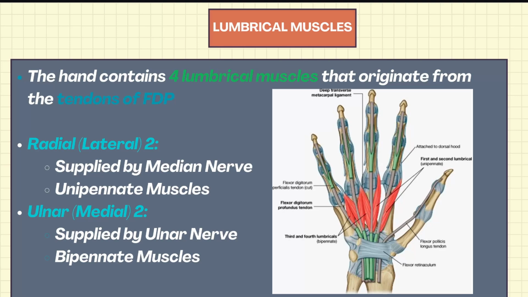So, you have the radial side, which is near the thumb, which is going to be supplied by the median nerve, and you can see here, they're all unipennate. And the ulnar compartment, more medially near the pinky, is supplied by the ulnar nerve, and they're bipennate, not unipennate.